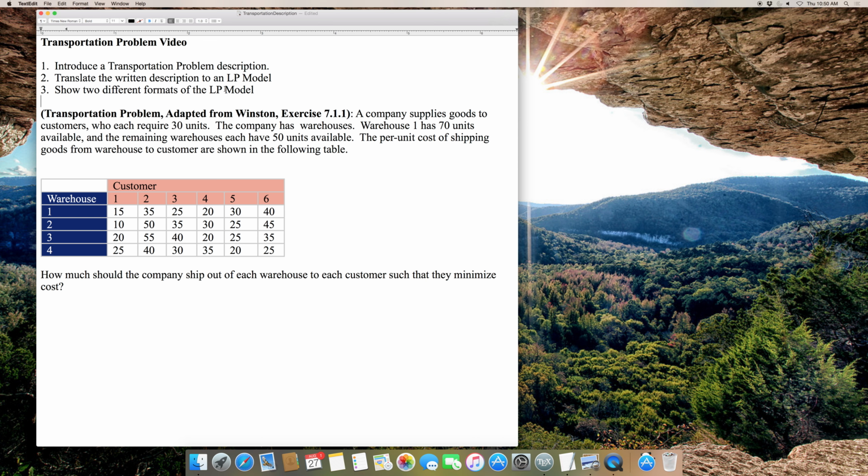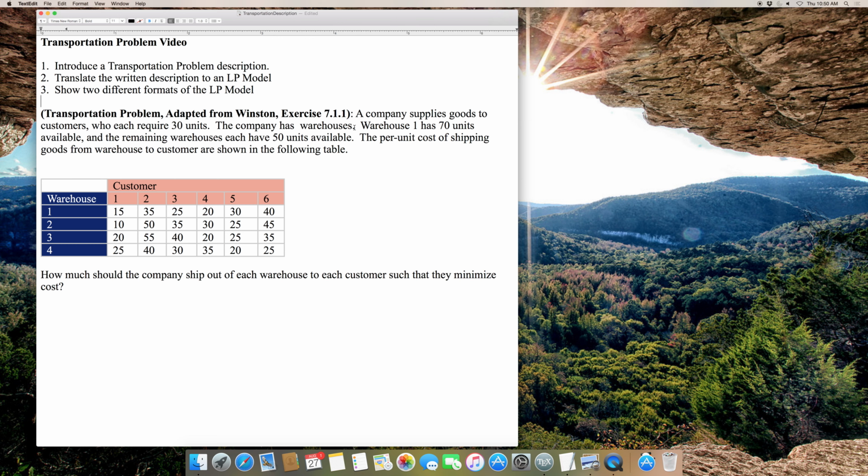So the problem that we're going to use is adapted from the Winston text. For those of you that do not have the Winston text, we're including it here for completeness. So reading through this, a company supplies goods to customers who each require 30 units. So you can say each customer demands 30 units.